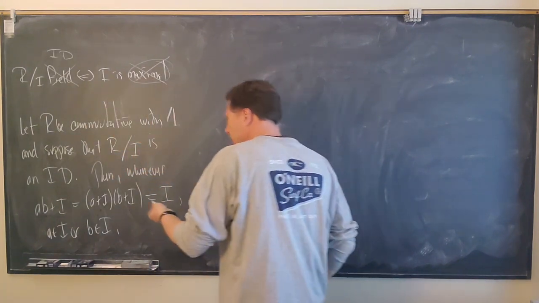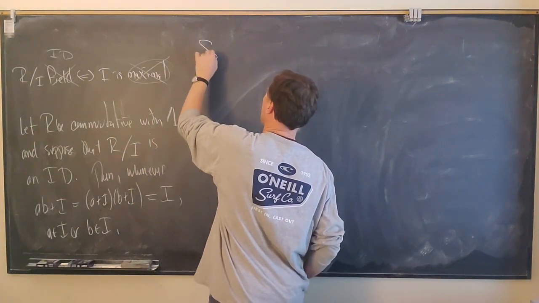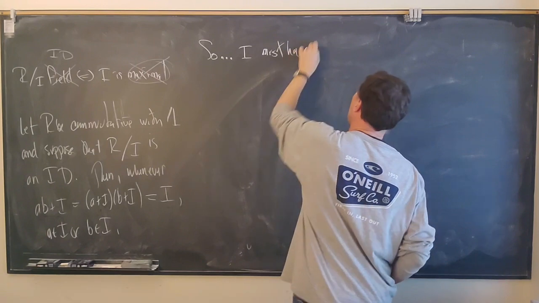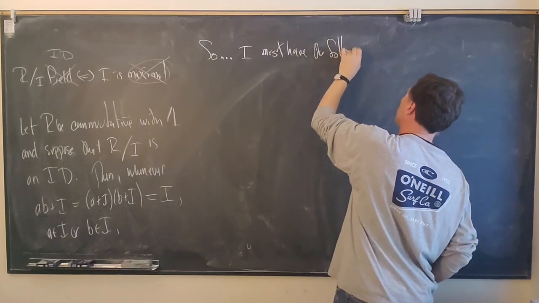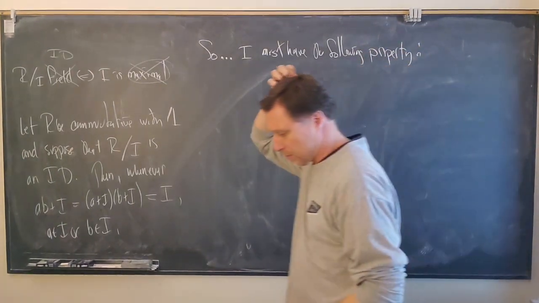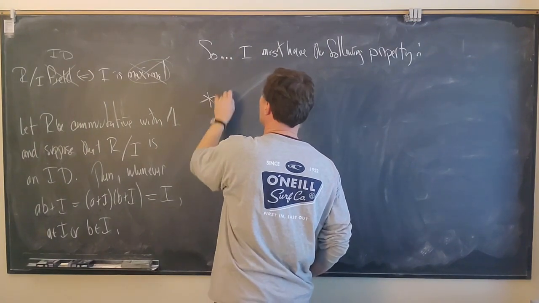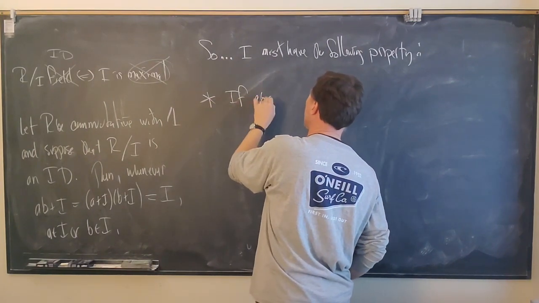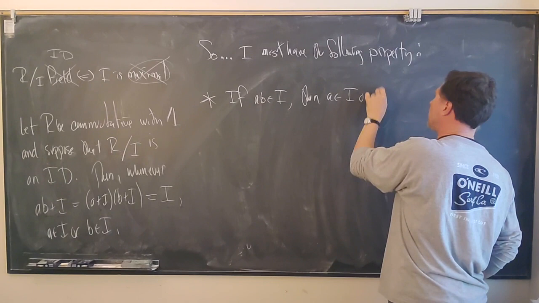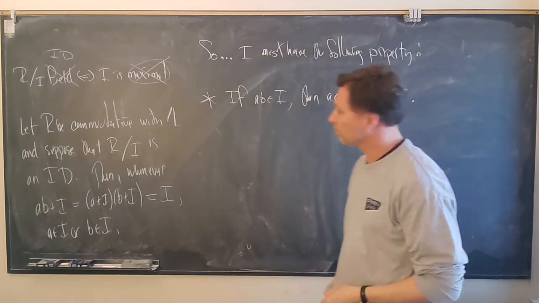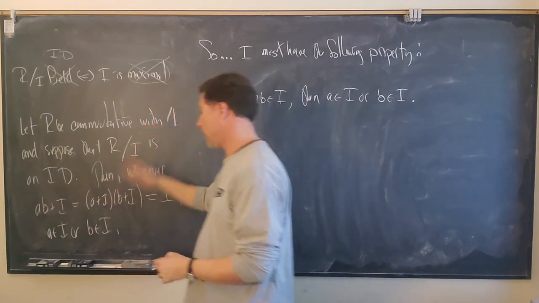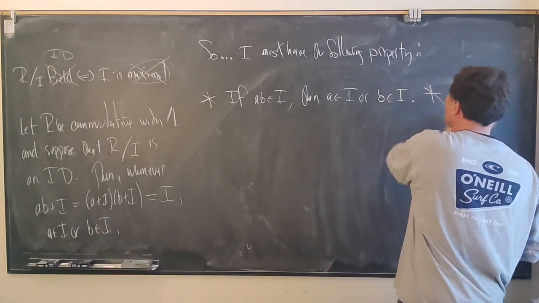So let's say what that tells us about I. So I must have the following property, and let me just put a star around this. If AB is an element of I, then A is an element of I or B is an element of I. Okay? So if you're going to have an ideal that gives you a quotient that's an integral domain, then you've got to have this property right here.